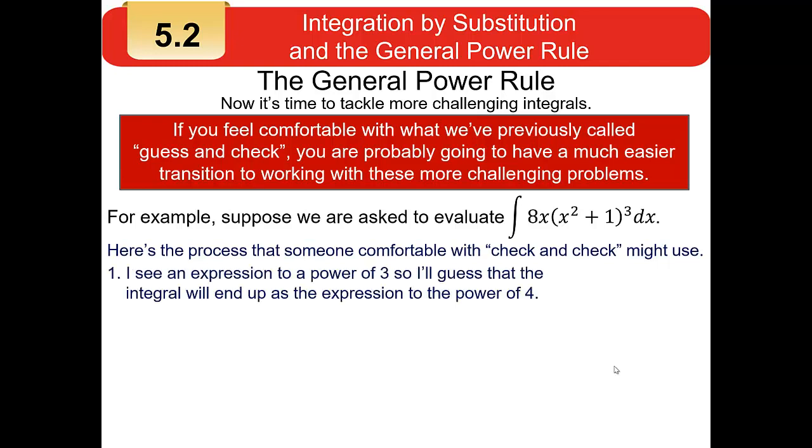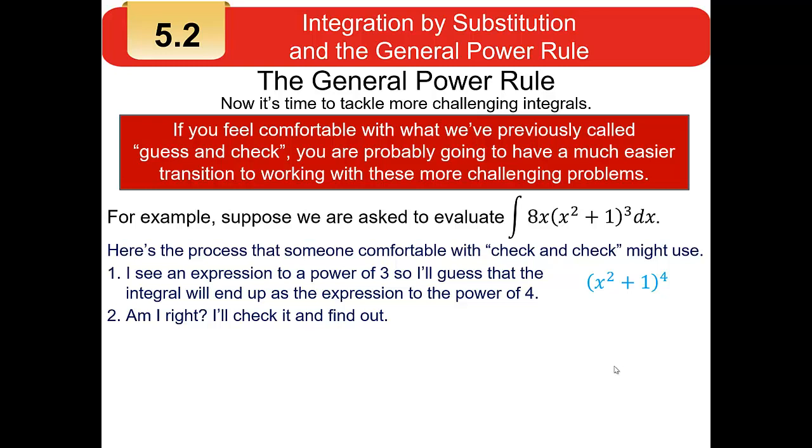First of all, I would say, okay, I see an expression with a power of 3 in that integrand, and I know the antiderivative with powers takes it up by 1. So I'm going to guess that the integral will end up with that expression raised to the fourth power instead of being raised to the third power. So that's my initial guess in the guess and check method. Well, now how about the check? Am I right? Now comes the check part.